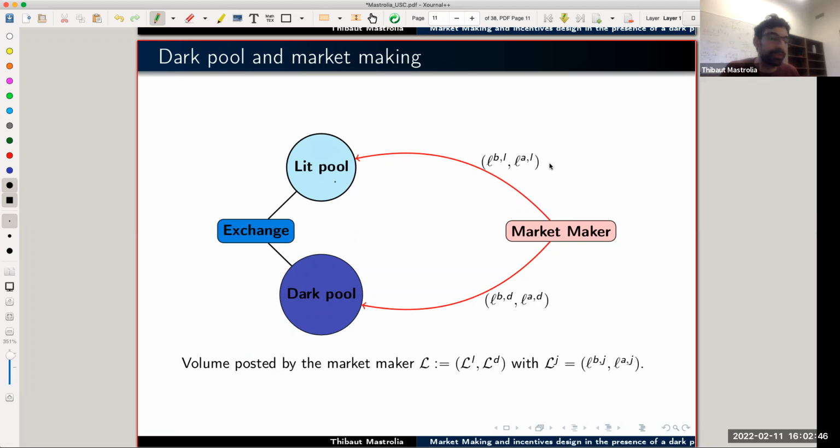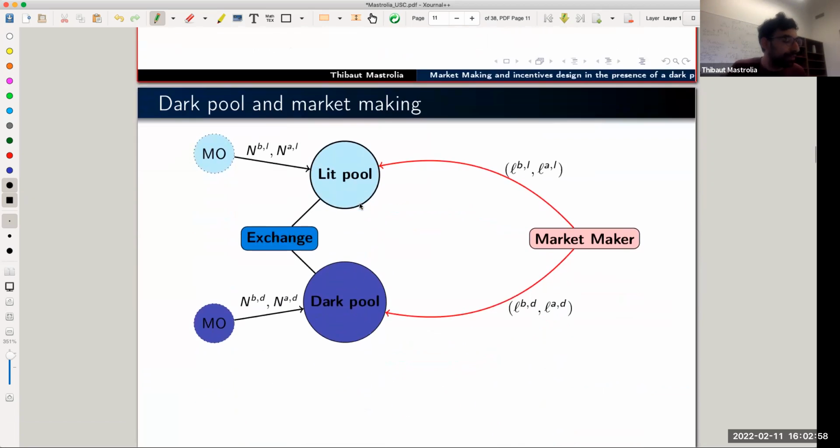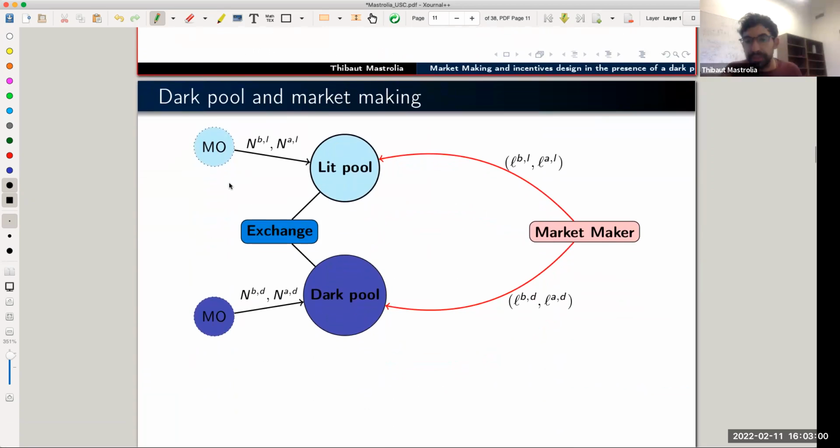He will propose volume on the lit pool, and on the dark pool he proposes only volume. So I have 4 controls for my market maker acting on 2 different pools. Now what happens? I assume that you have, in addition, naive investors. They arrive as a counting process with a kind of market order. So they arrive in the lit pool.